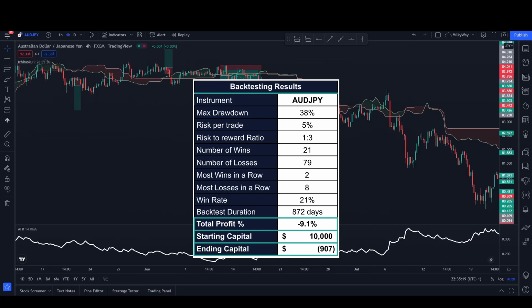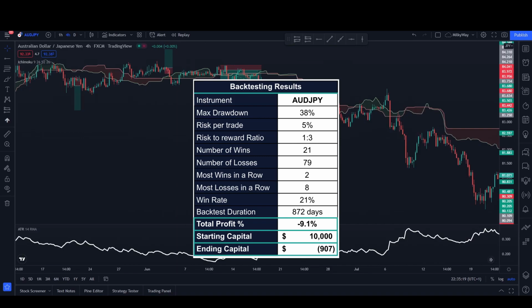So we risked 5% of the account on all trades. We had a maximum drawdown of 38%. We had 21 wins and 79 losses, with 2 wins in a row and 8 losses in a row. That gives us a win rate of 21%.